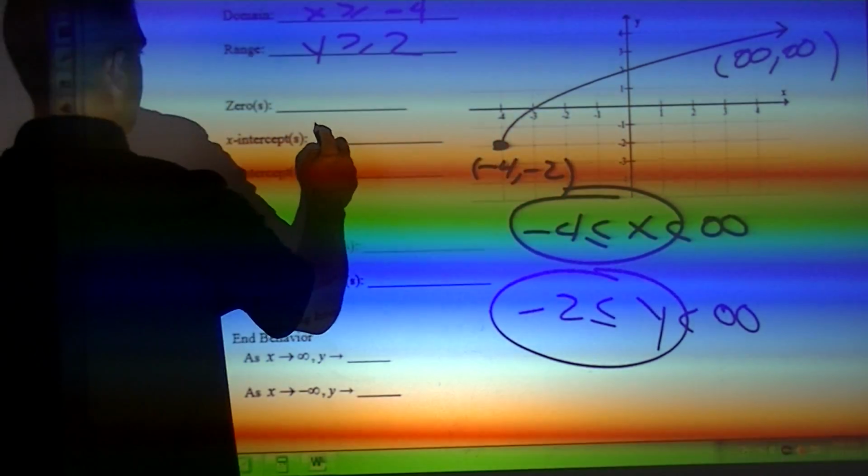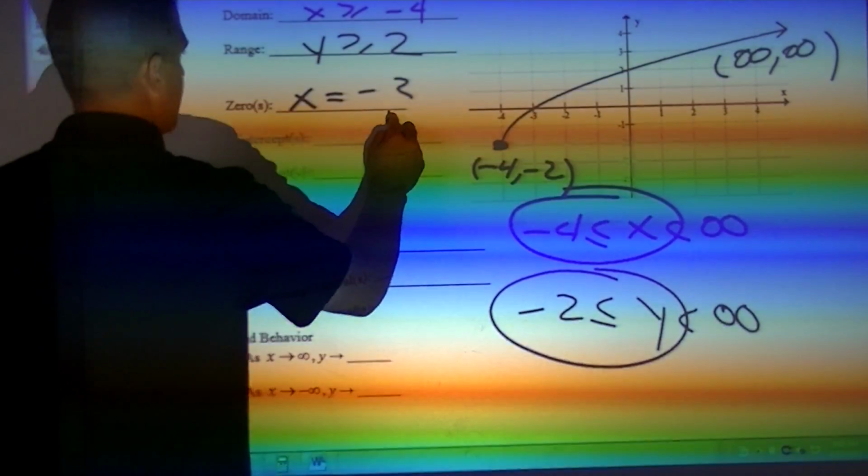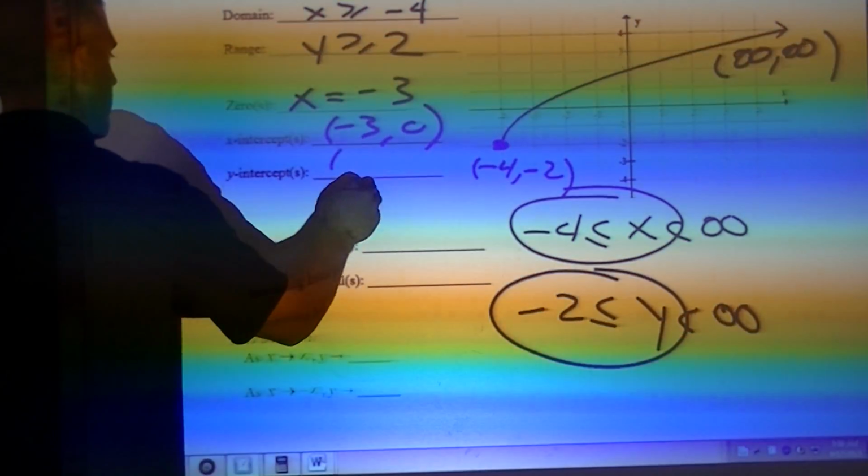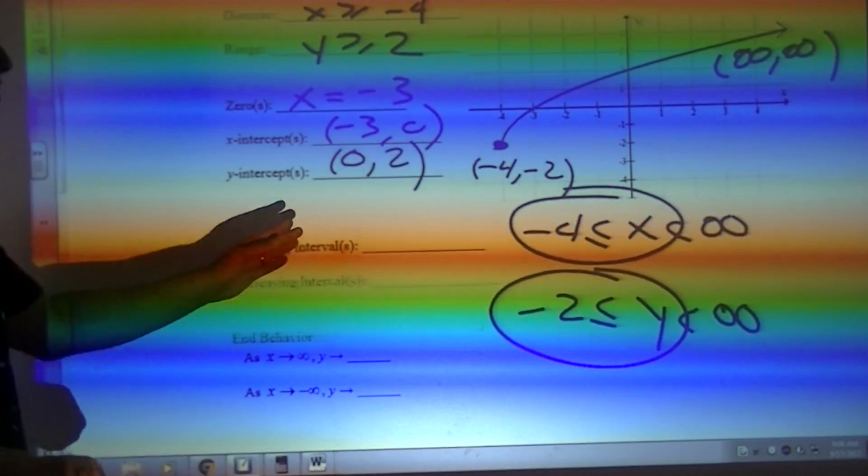That crosses at negative 3, so x equals negative 3. That's negative 3, 0. This crosses at 2, so that's 0, 2. All right, increasing interval.